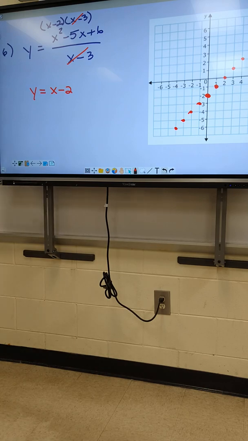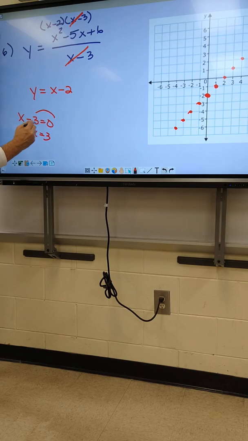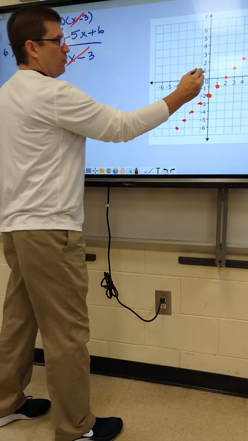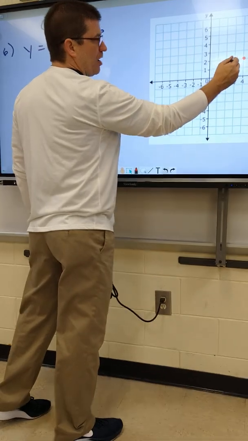How do I figure out where the hole comes from? The hole comes from what you marked out. We marked out x minus 3. Move that over, that equals positive 3, right? So to find your hole, go to positive 3. 1, 2, 3. Follow it up. There's your hole.